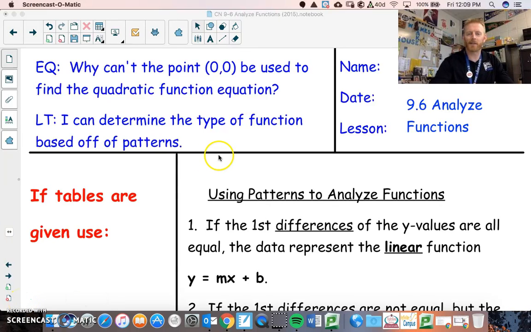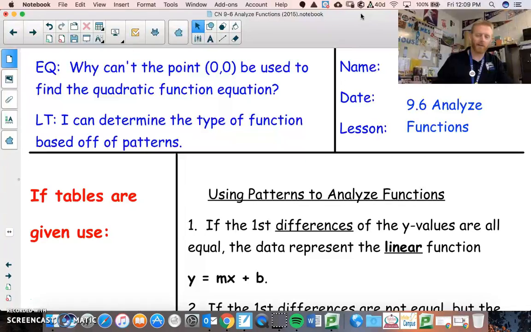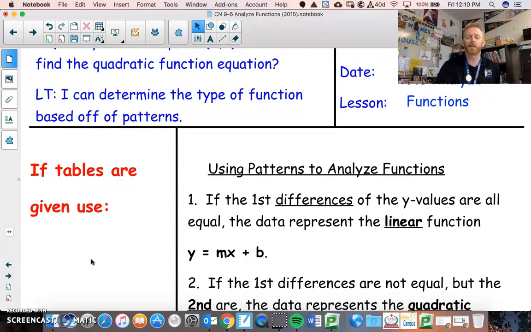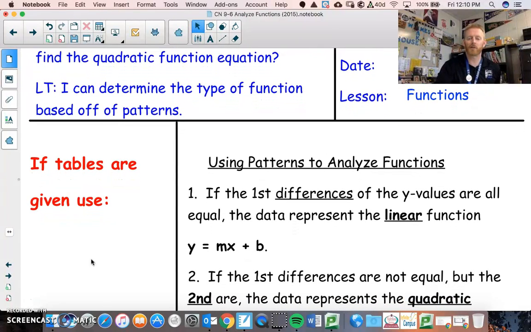Welcome to lesson 9-6. We're getting towards the end of the school year here, so that's kind of fun stuff. Lesson 9-6 is all about us being able to analyze functions. Here's the big question of the day. Our goal is that you're going to be able to determine the type of function based off of the patterns that you see or the graphs that you see. We also want to be able to create the different types of functions that we are going to see.